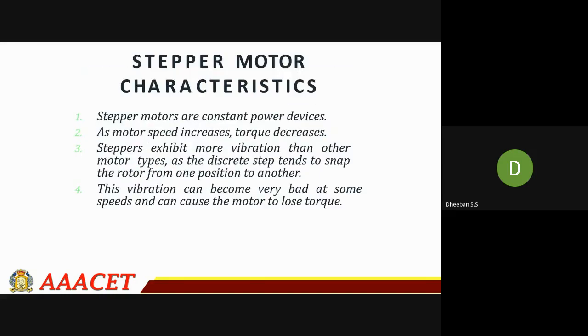Stepper motor characteristics: these are nothing but constant power devices. Compared to synchronous and induction motors, these devices are capable of providing a very good amount of constant power.